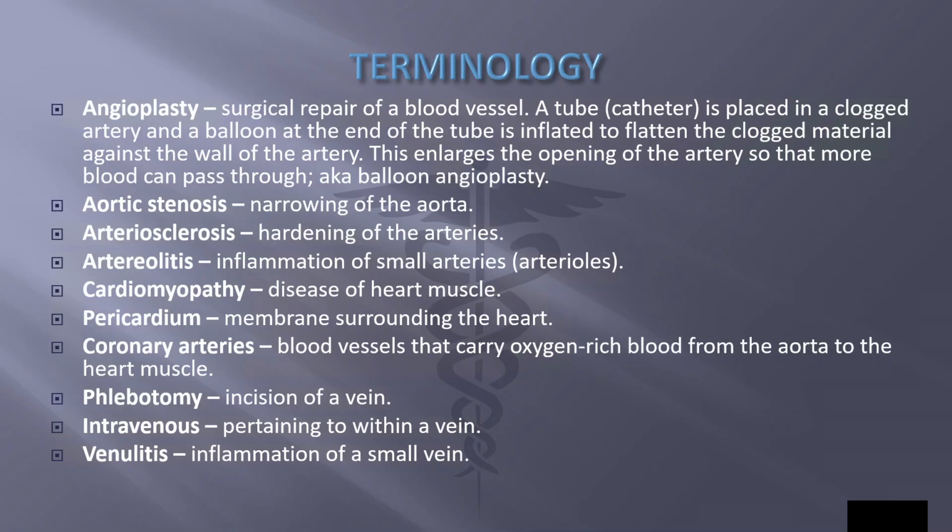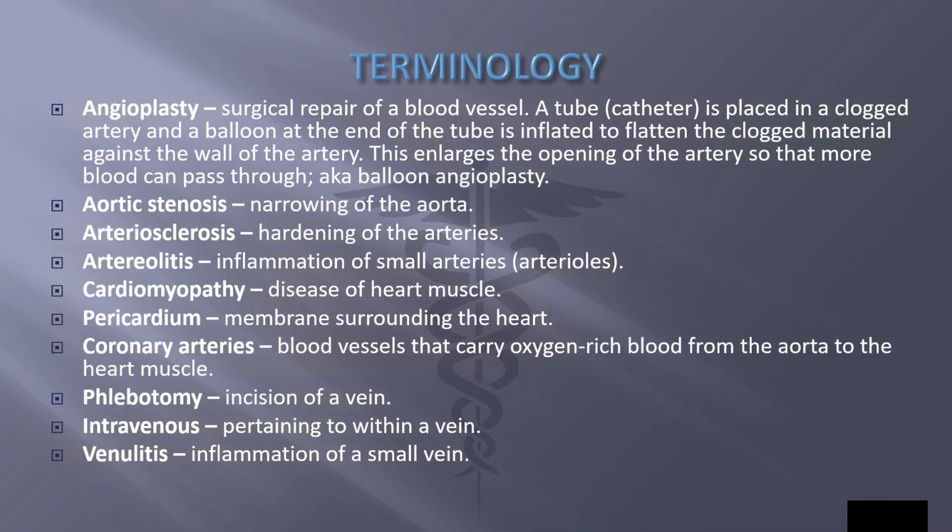Our terminology. Meanings for terminology are found in the mini dictionary beginning on page 353. So our combining form, we have angio. This means vessel. So angioplasty, surgical repair of a blood vessel. A tube or catheter is placed in a clogged artery, and a balloon at the end of the tube is inflated to flatten the clogged material against the wall of the artery. This enlarges the opening of the artery so that more blood can pass through, aka balloon angioplasty.